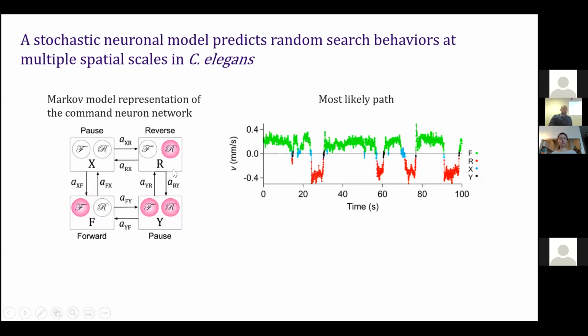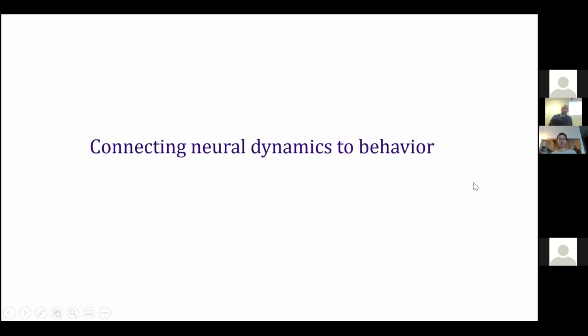So they use these units to create a Markov model representation of the command neural network, and then simulated the dynamics that would happen with this model, and then compared the simulated dynamics to neuron behavior and C. elegans behavior from experimental data collection. So the next level of model connects calcium imaging neural dynamics to the behavior that's displayed.